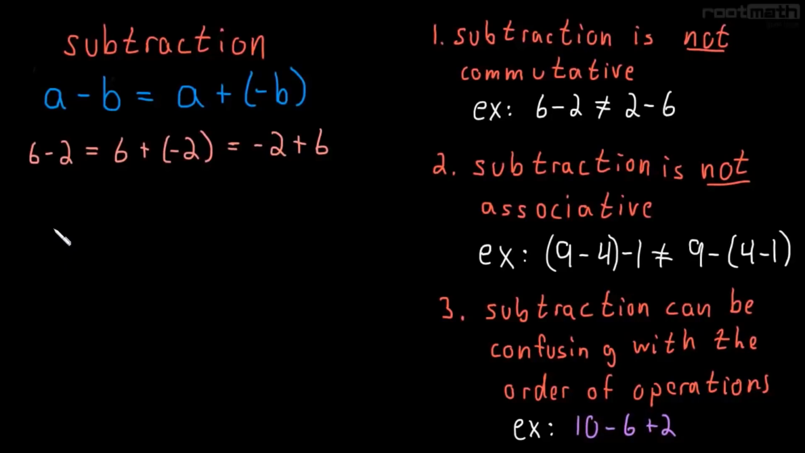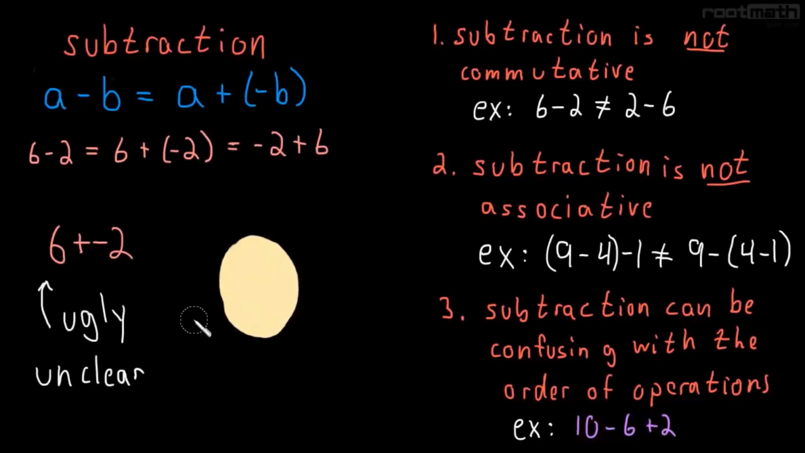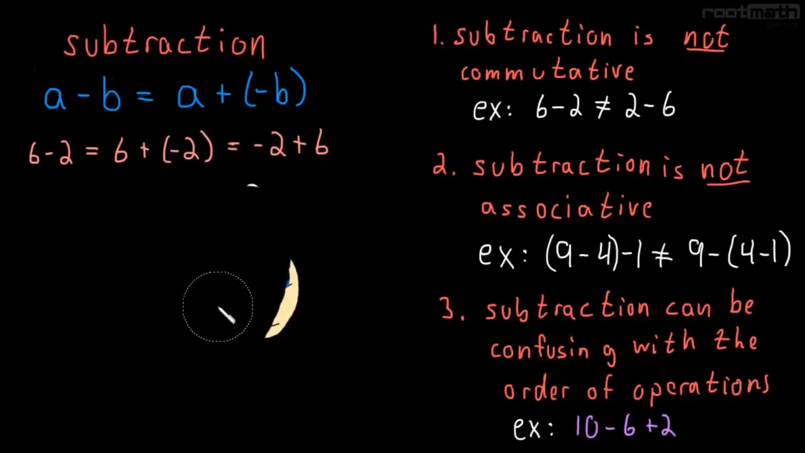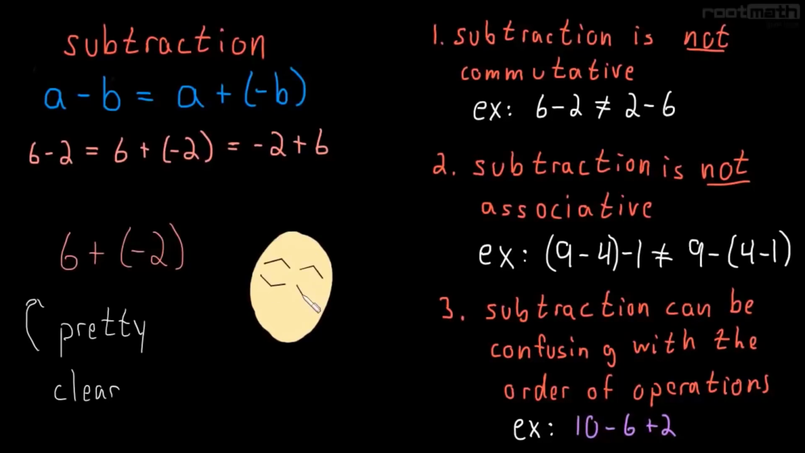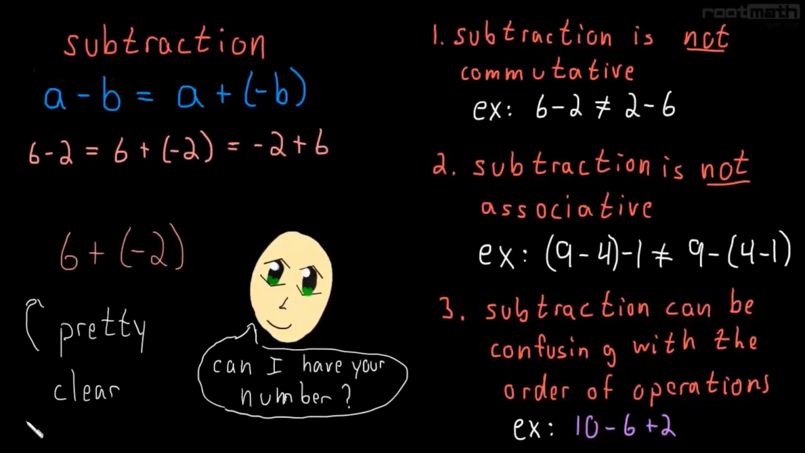A little note about the notation here. Why do we put parentheses around the negative sign? It's really because doing it that way is ugly and unclear, and you might even confuse somebody if you're not very neat. So instead what we do is we put parentheses around the negative sign so that everything is really clear. If we look at this, it's very clear what we mean. We mean 6 plus negative 2. And now anybody looking at that will know exactly what you mean. Okay, so that's just a note about why we put parentheses around the negative sign.